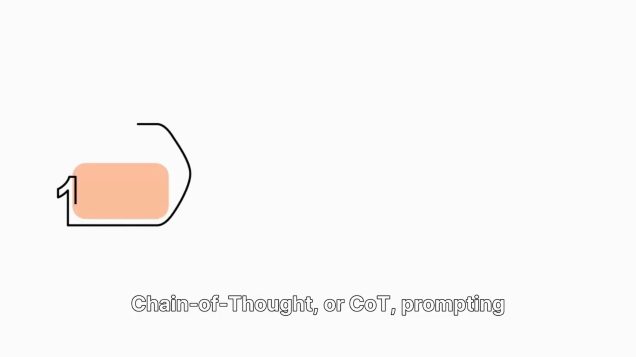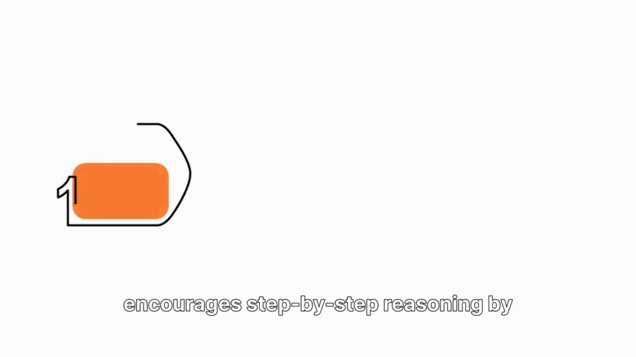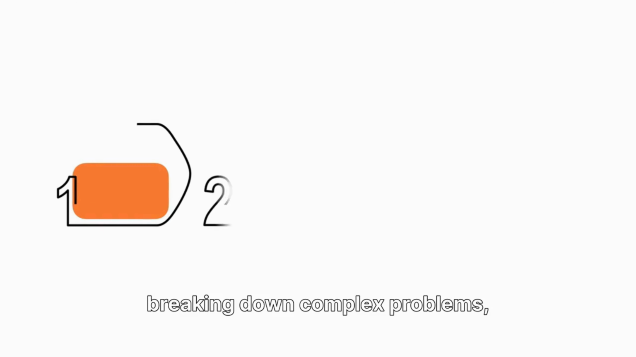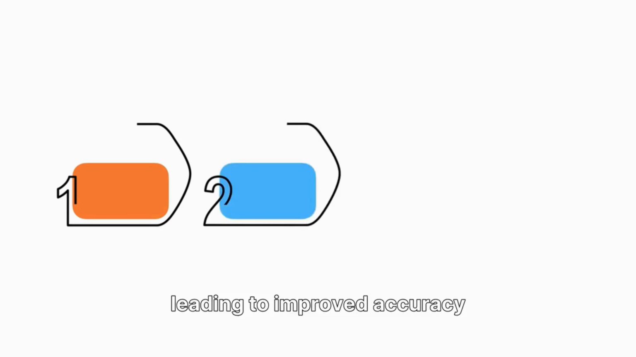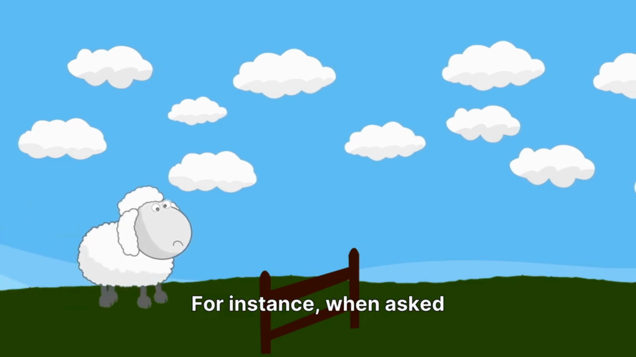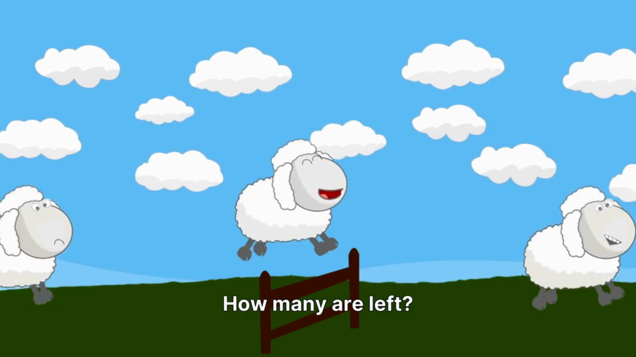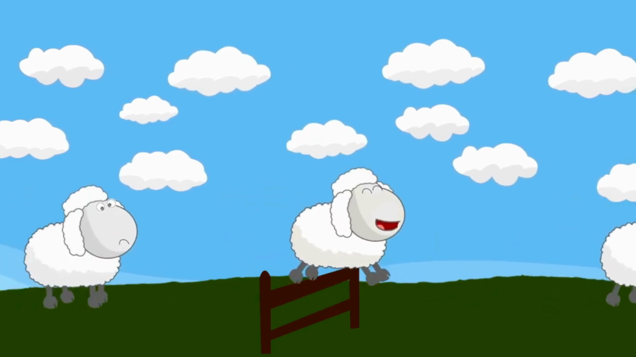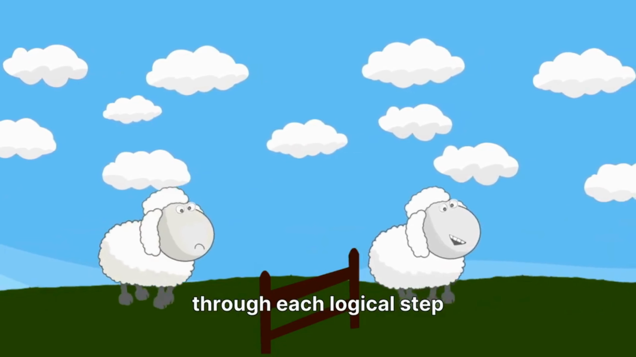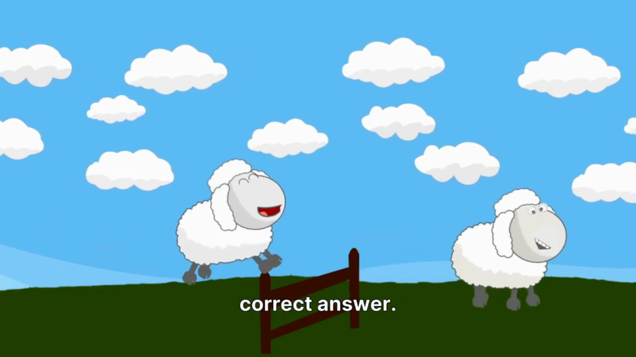Chain of thought, or COT, prompting encourages step-by-step reasoning by breaking down complex problems, leading to improved accuracy and transparency. For instance, when asked, a farmer has 15 sheep, all but 9 die. How many are left? Think step by step. COT guides the model through each logical step to arrive at the correct answer.